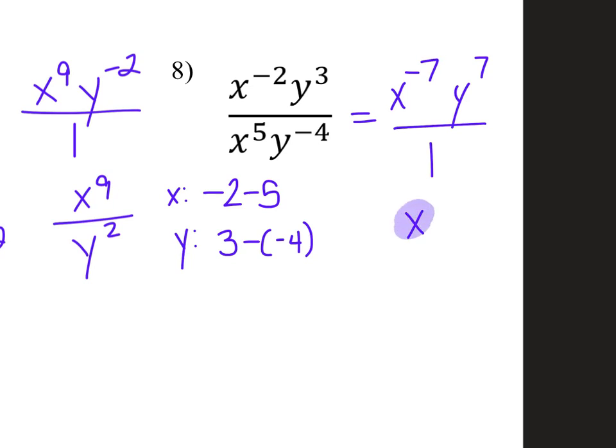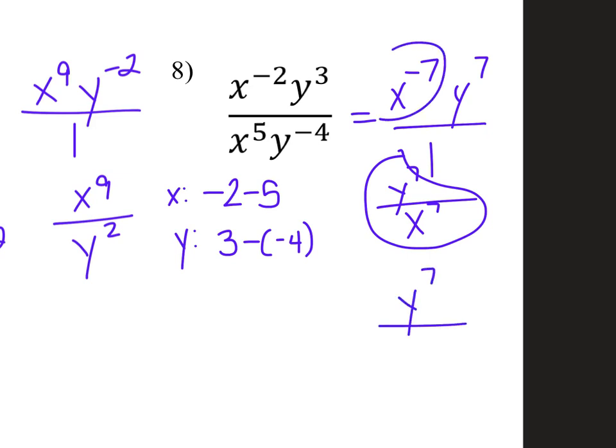Oops, sorry. Now it won't let me erase that, of course. So let's just make this better. X to the 7th, and the y stays on the top. So rewriting this: Y to the 7th stays on the top. X to the 7th was negative, so that goes to the bottom.